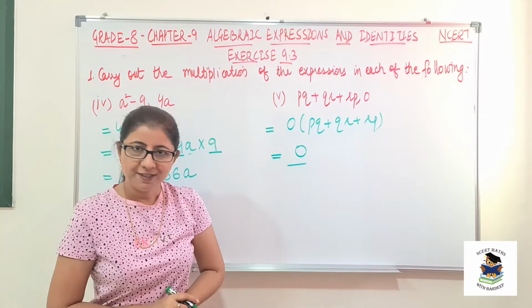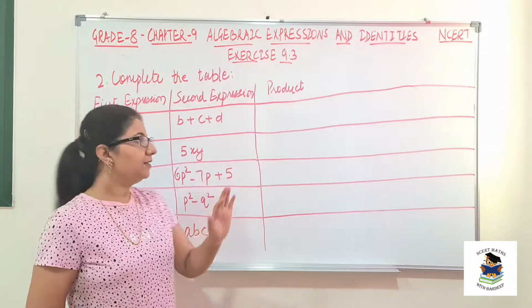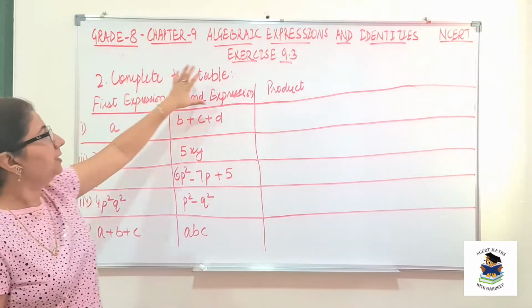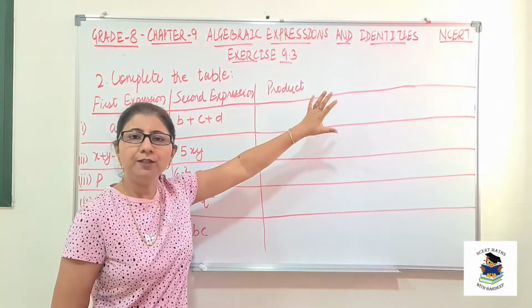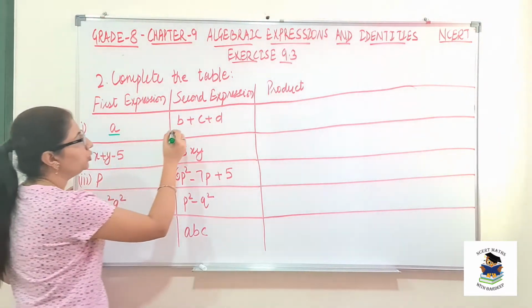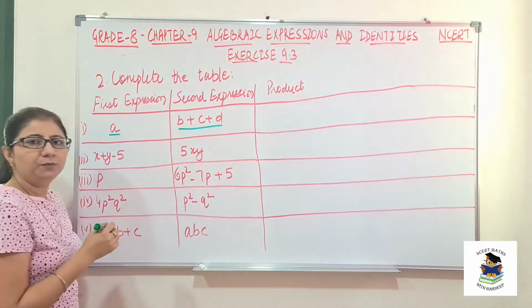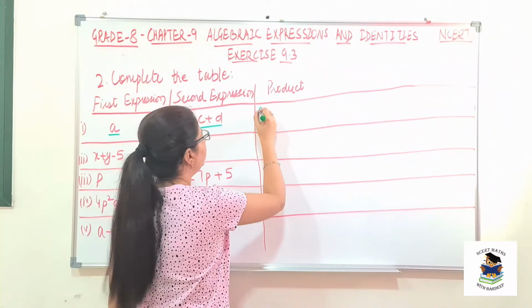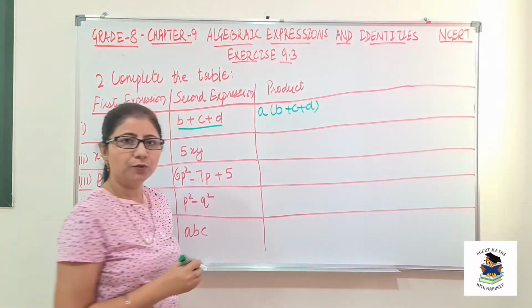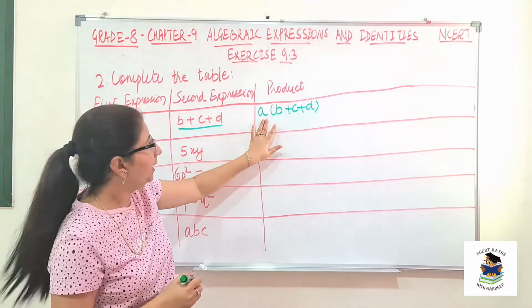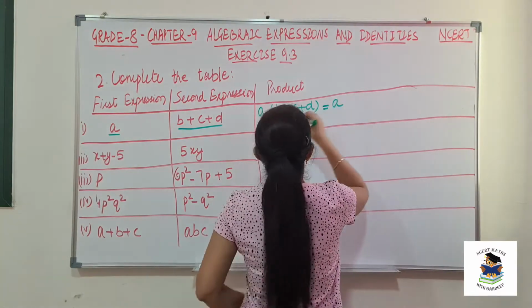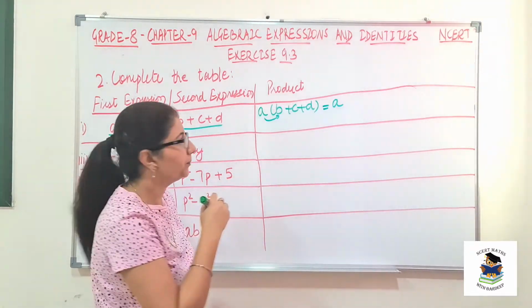Now let's move to our second question of the exercise. So this is our second question, that is complete the table. We are given the first expression and the second expression, and we have to find the product of these two expressions. So let's get started. First is a to be multiplied with a trinomial b plus c plus d. So we will write a, b plus c plus d. So what should be our next step? We will multiply a with each term of this trinomial. So that is first a into b.